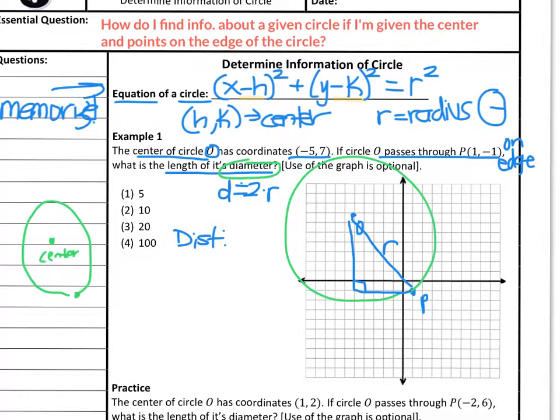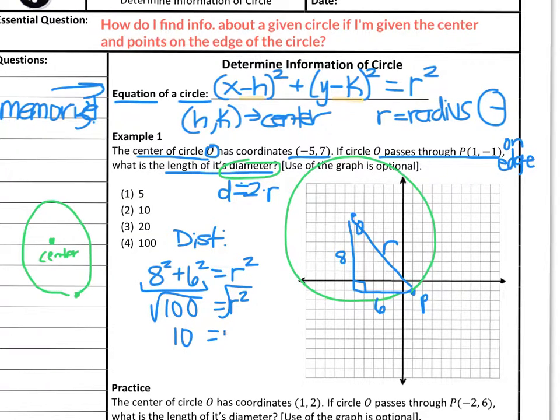Okay, so let's go ahead and count the boxes. We get a distance of 8 going up vertically and a distance of 6 going horizontally. So 8 squared plus 6 squared equals, technically, our radius squared. I add those two together and I get 100 here. So 100 equals r squared, square root both sides, we get 10 is the radius. Don't fall for the trick answer, it's not number 2.